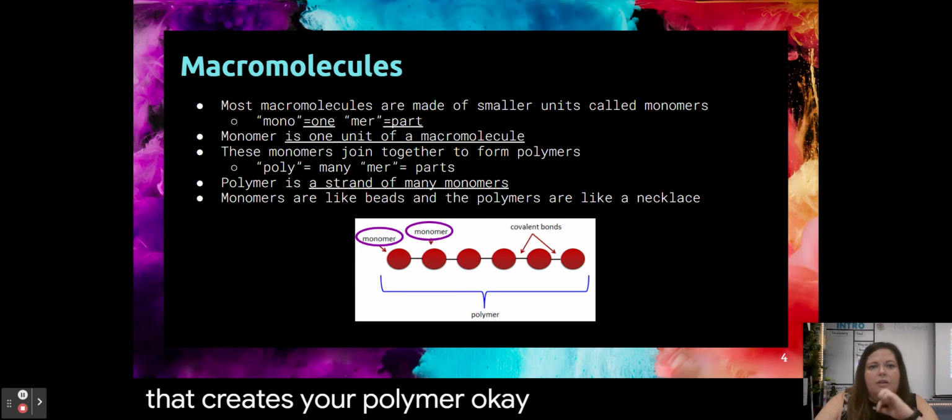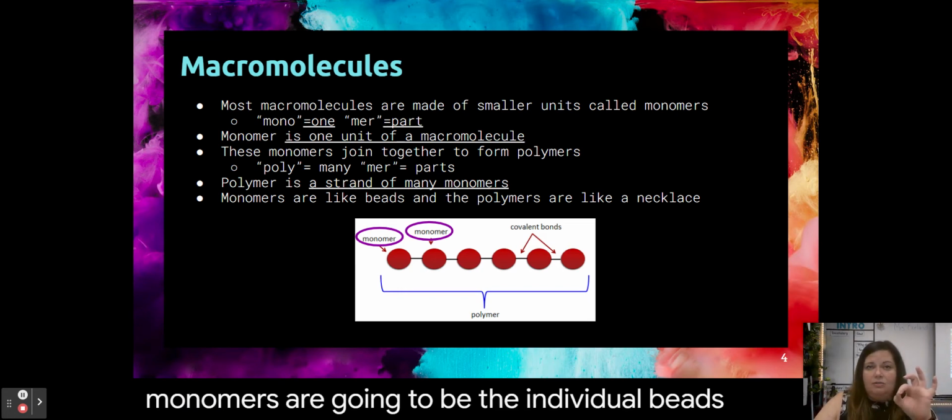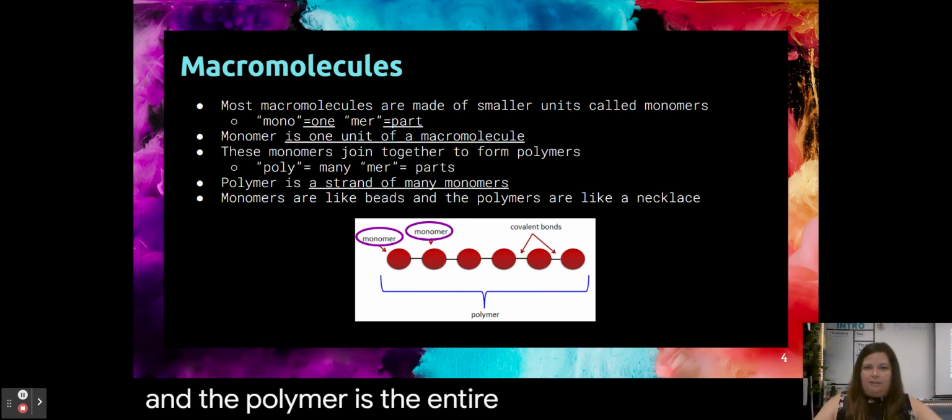Okay, so think of it like this. If you're thinking about like a bead necklace, the monomers are going to be the individual beads, okay, and the polymer is the entire necklace.